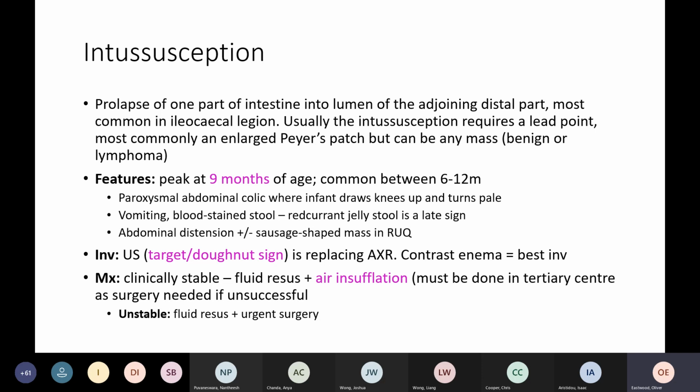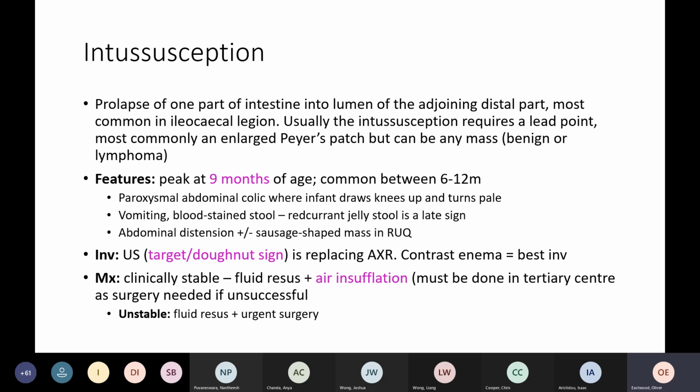So, as alluded to, intussusception is where one part of the intestine slides into the adjoining part. This is also called telescoping. If you think of those old-fashioned telescopes, where you slide one section of a tube into the next. So it usually requires a lead point, and that's a mass in the part that does the telescoping. Usually this is what's called an enlarged Peyer's patch.